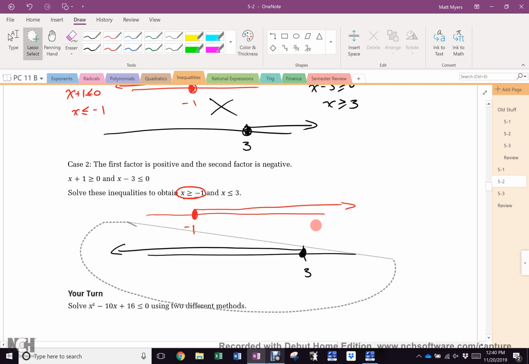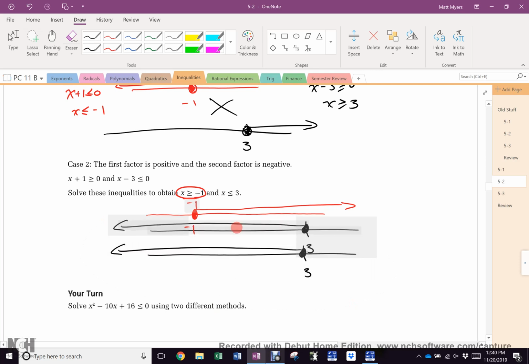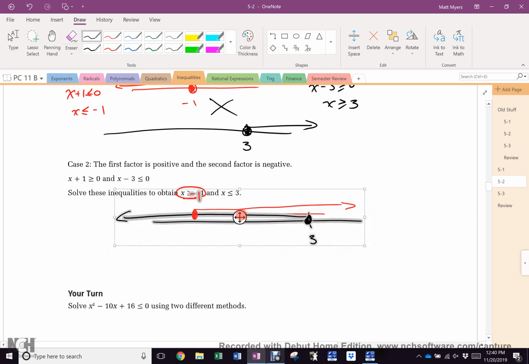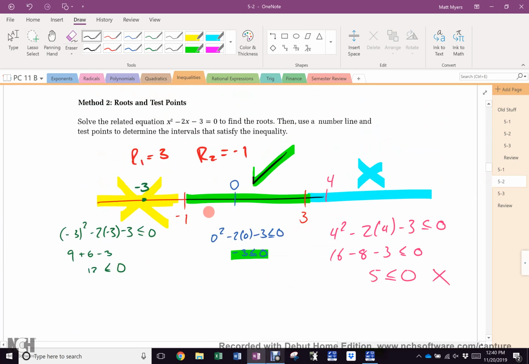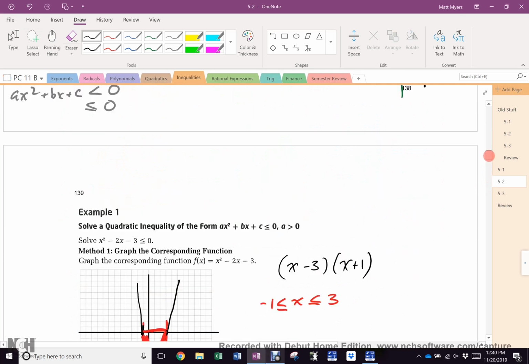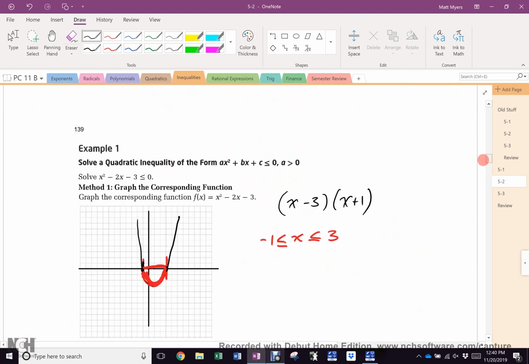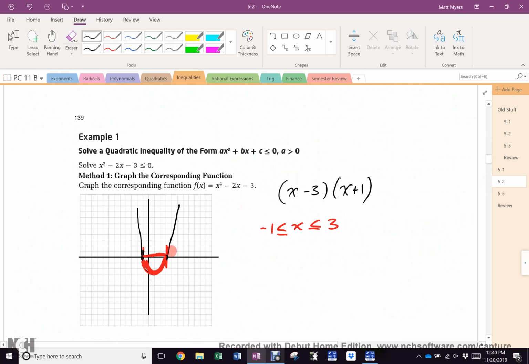What do you see now? Is there an overlap? Where does that overlap exist? Between 3 and 1. Where did that overlap exist? Between 3 and 1.